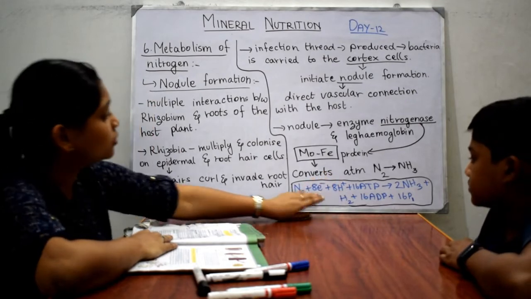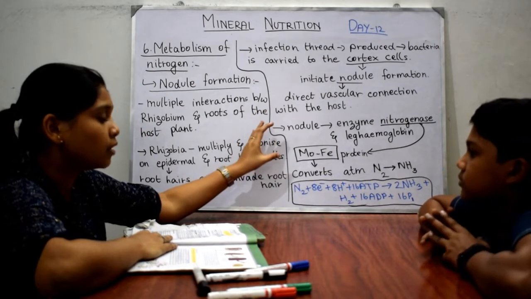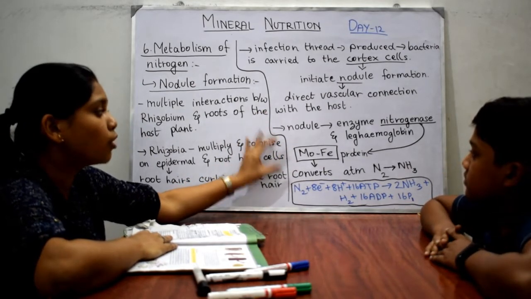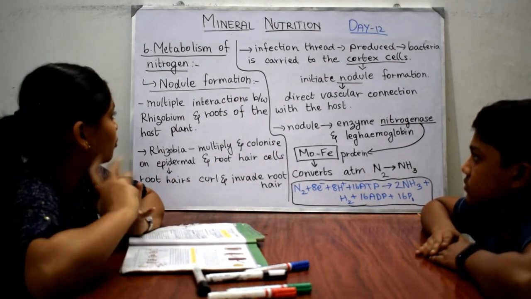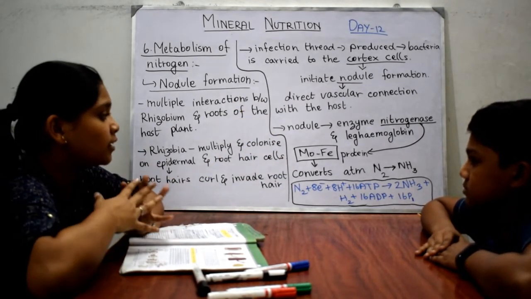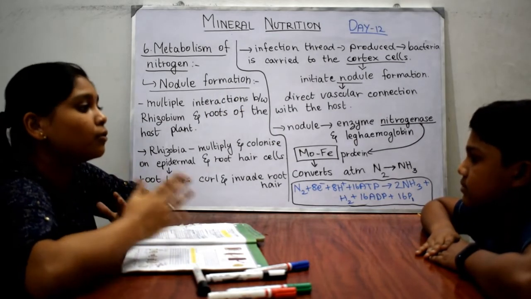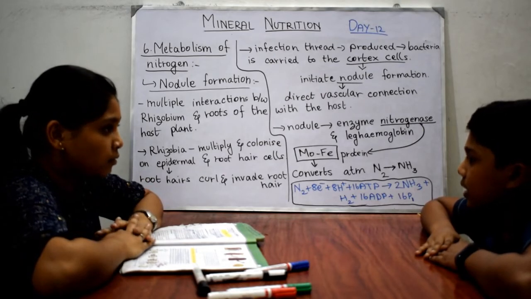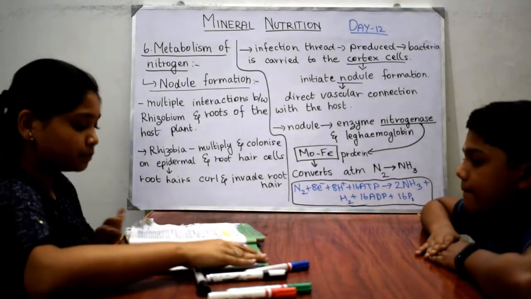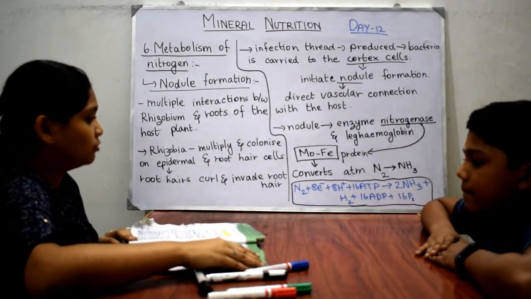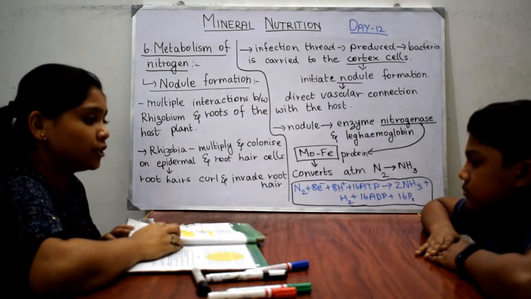So nitrogenase is made up of a molybdenum iron compound. This is how the nodule is formed, the bacteria travel inside it, and it has that vascular connection and converts atmospheric nitrogen into ammonia. So this is the mechanism. Next we will be seeing some more characteristics of nodule formation, and we will discuss ammonia and transamination.